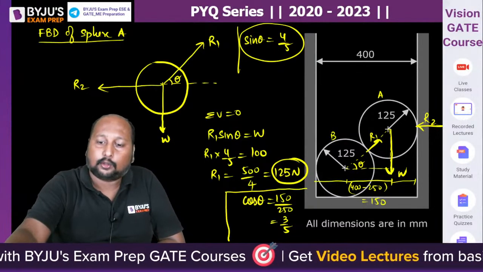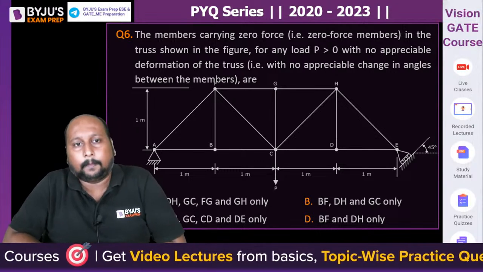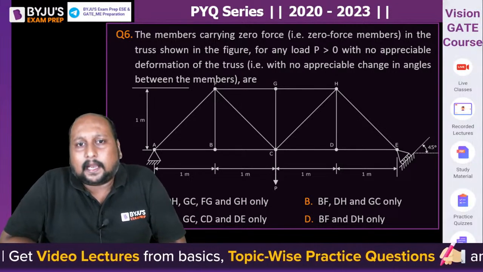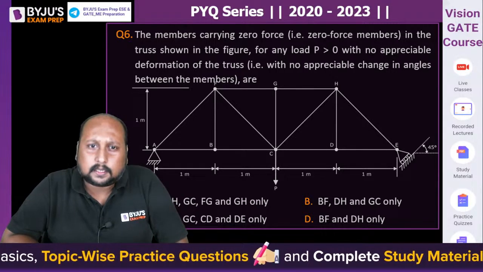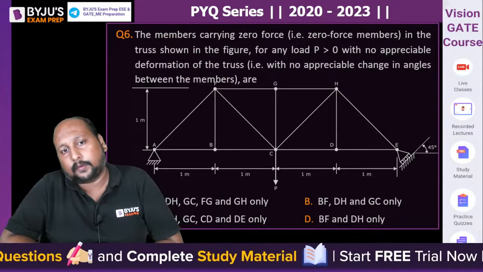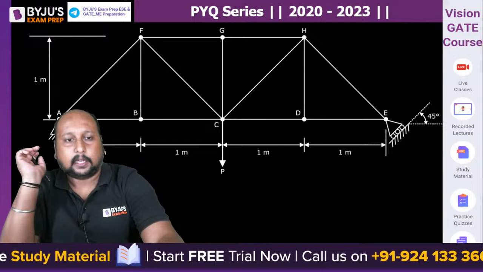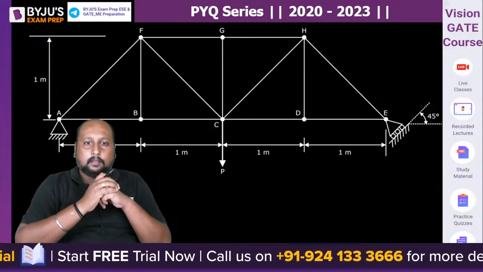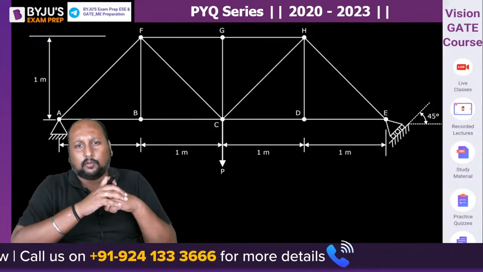Okay, let's go to the next question. Question number 6. The members carrying zero force, that is zero force members, are shown in the trusses. You have to tell me which of the members are the zero force members. I think now you are able to see the diagram. Which of the members are zero force?